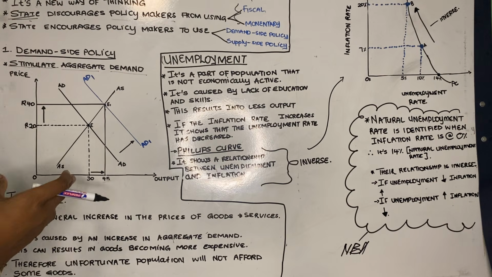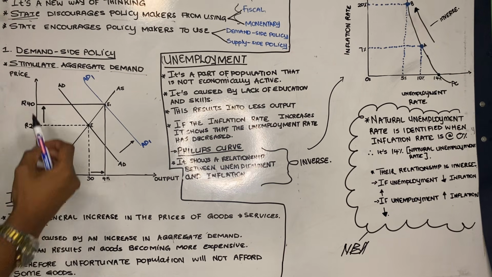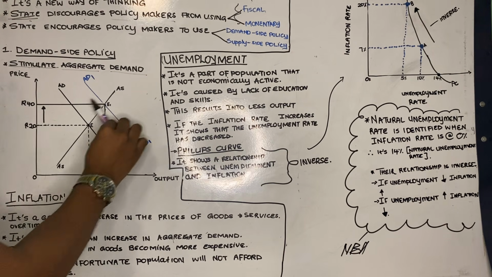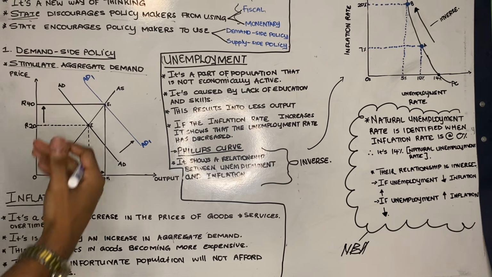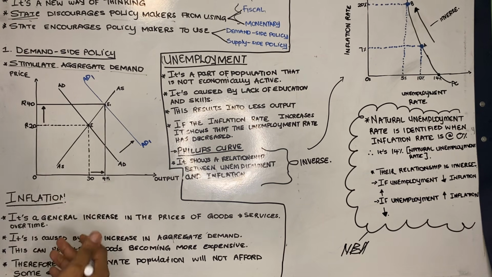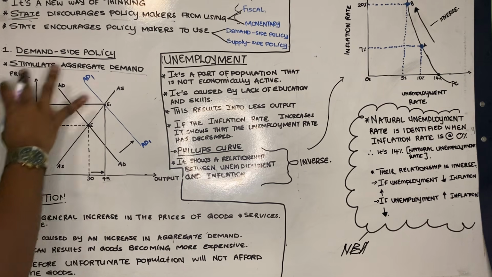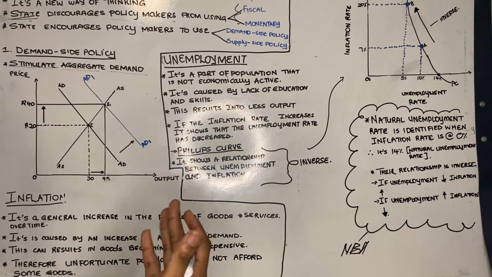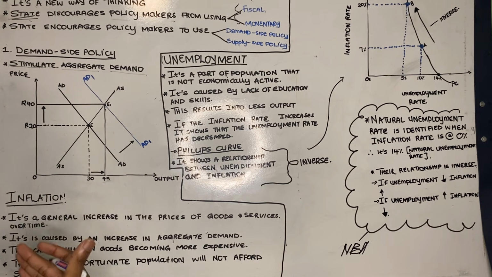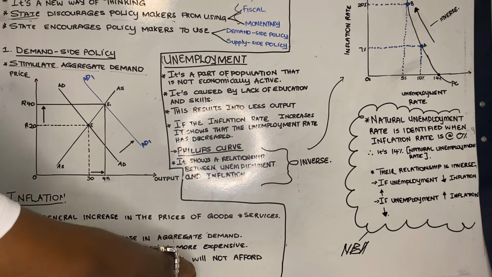So let's analyze this graph. As the AD has shifted to the right hand side and increased, what will happen to the level of prices? As I've told you guys, for you to be able to come up with the subheadings when you are writing this essay, you need to master the whole entire graph. So this graph would give you the subheadings that you need to discuss in this section, right? So let me show you how this works.